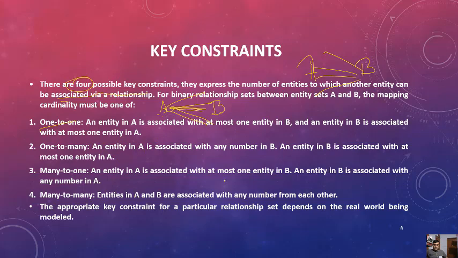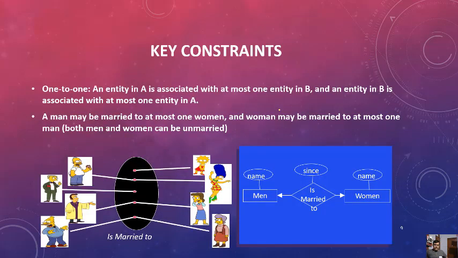The appropriate key constraint for a particular relationship set depends on the real world being modeled. So the first one is one to one. An entity in A is associated with at most one entity in B, and an entity in B is associated with at most one entity in A. A man may be married to at most one woman. A woman may be married to at most one man. Both men and women can be unmarried.